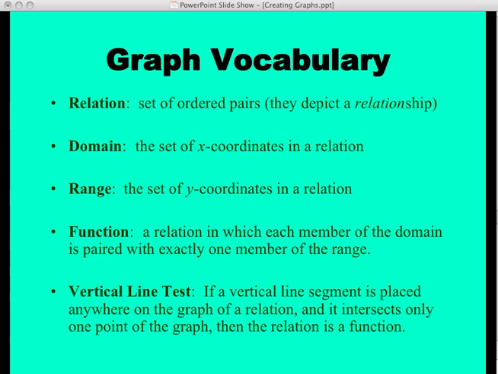A function is a special type of relation. Just like squares are rectangles, but not all rectangles are squares, it's the same with functions. All functions are relations, but not all relations are functions. In a function, each member of the domain can be paired with one and only one member of the range. We can use the vertical line test on a graph of a relation to test whether or not that particular relation happens to also be a function.